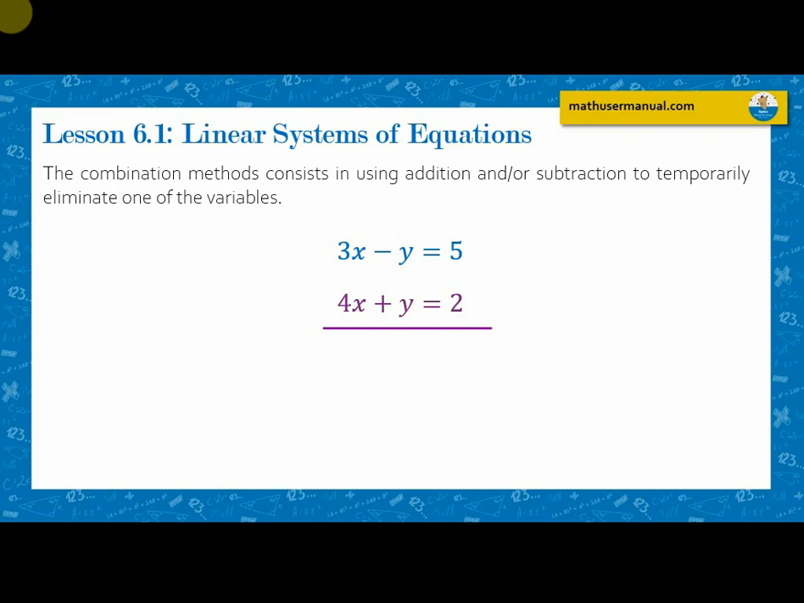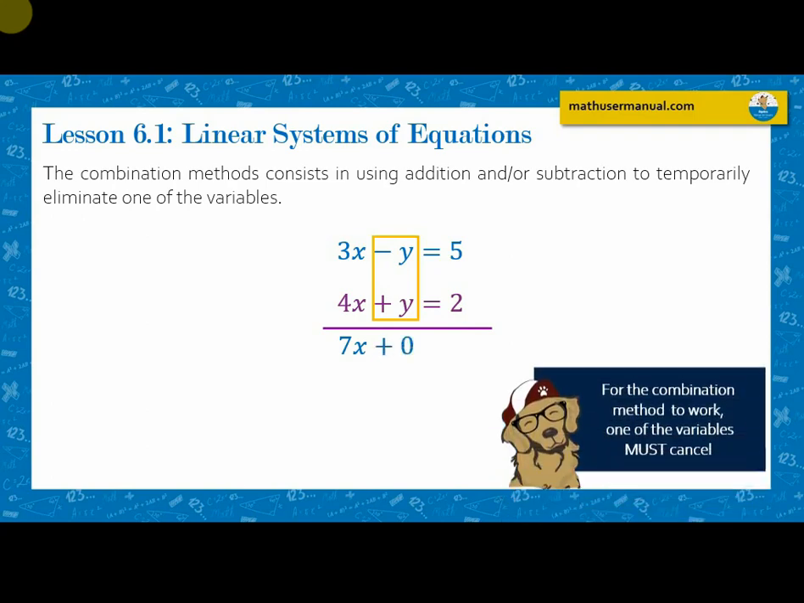So let's first do the x's. We have 3x plus 4x because both of them are positive. This is combining like terms. 3x plus 4x is 7x. Now let's do the y's. We have minus y plus y. And we have learned in all of these lessons, when we have opposites, they cancel. So minus y plus y equals 0.